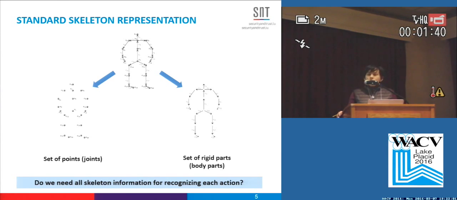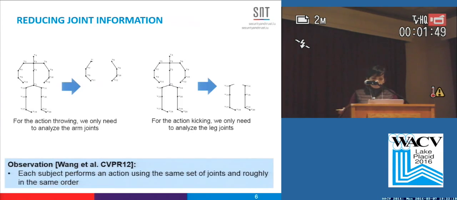So the main question we ask in this work is, do we need all skeleton information to recognize a given action? And the observation that was first made by Wang and others in CVPR 2012 is that each subject performs an action using a specific set of joints in roughly the same order. So for instance, for the action of throwing or clapping, you would only need the joints forming the arms. And for the action of kicking, you would only need to analyze the joints of the legs part.